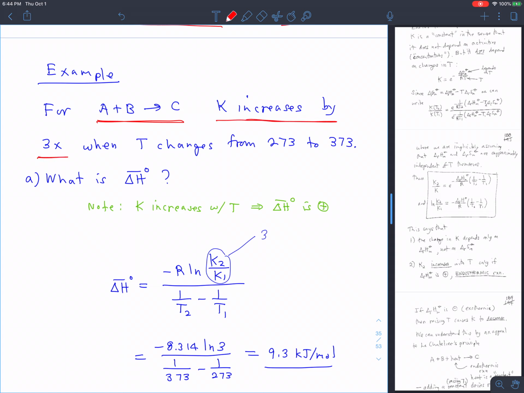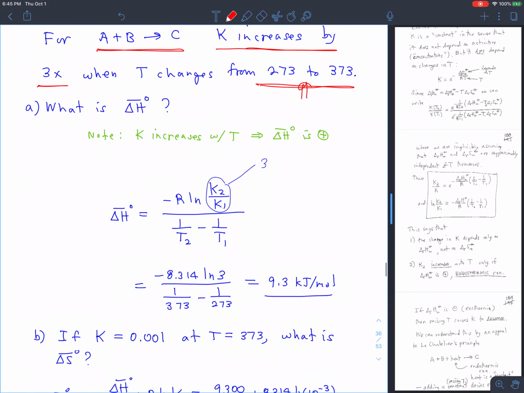We don't know what K is, but we know that it goes up by a factor of 3 when the temperature changes from 273 to 373. So this is a rather large temperature change for this case. It's a 100-degree temperature change, big enough so that we would be a little worried whether the Van't Hoff equation is valid or not, but we can still do the calculation. Maybe it turns out we can see that it's not terribly accurate, but maybe it's okay, who knows.